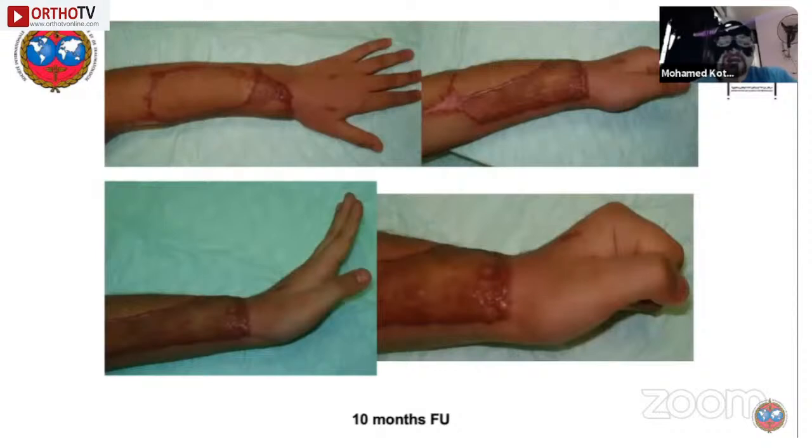And this is the functional result after coverage with split thickness skin graft, with successful microvascular anastomosis and take. And after reconstruction of the extensor tendons, you can have such a good function after such a massive road traffic accident with tissue loss.